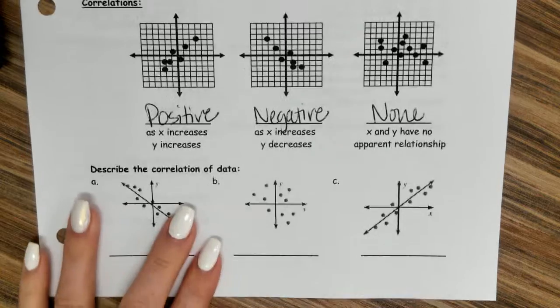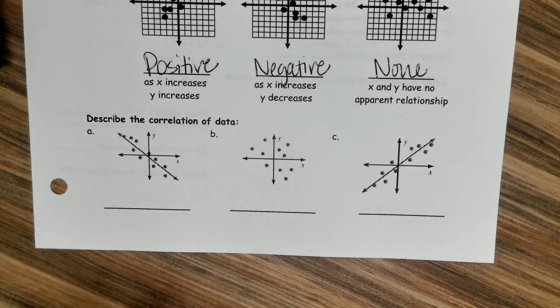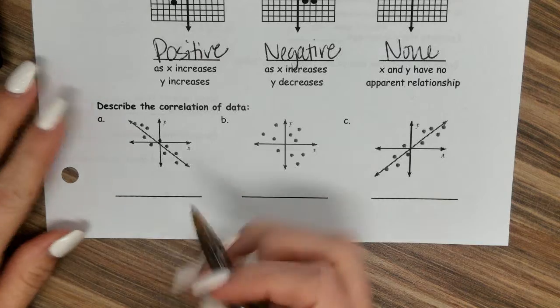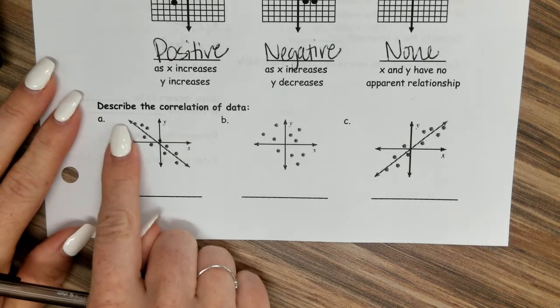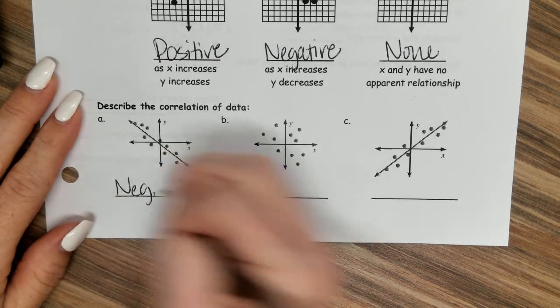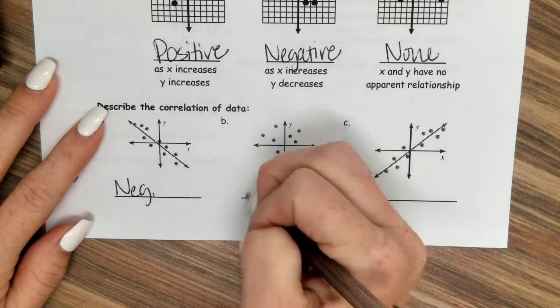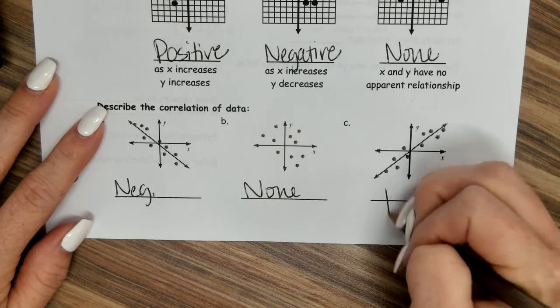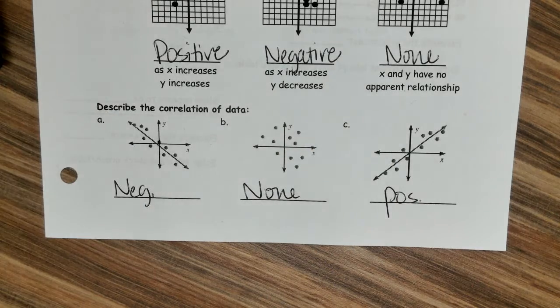Okay, moving on. Down to the bottom, describe the correlation of the data. So what is this? Positive. This is negative. What's this one? None. What's this one? Positive. All right, easy. Same thing as Friday, yes?